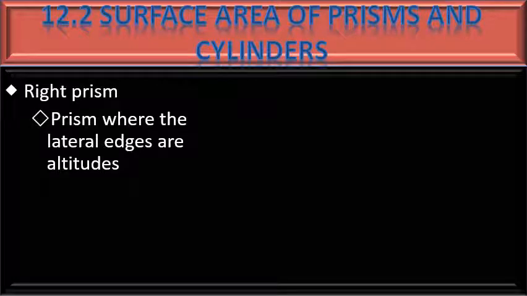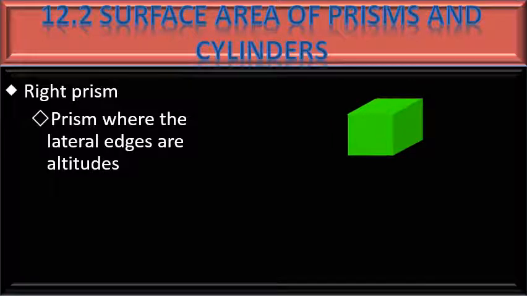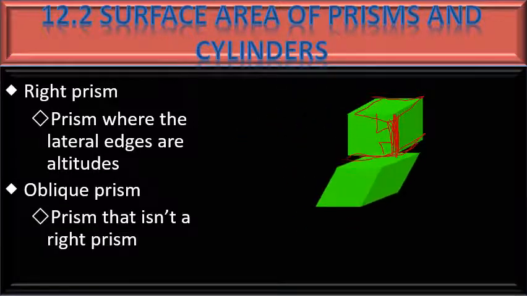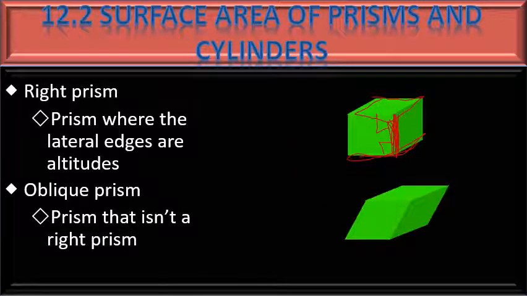A right prism is a prism where the lateral edges are altitudes. It's usually what you think of when you see a prism. So here's the altitude, the base, other base down there. So our lateral edge is perpendicular to the bases. So our lateral edge is an altitude there. An oblique prism is a prism that's not a right prism. The altitude would go straight up and down, whereas the lateral edge is slanted there. So right prisms, the lateral edges are perpendicular to the bases. Oblique, they're not.